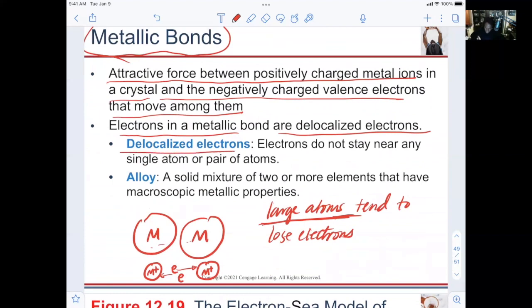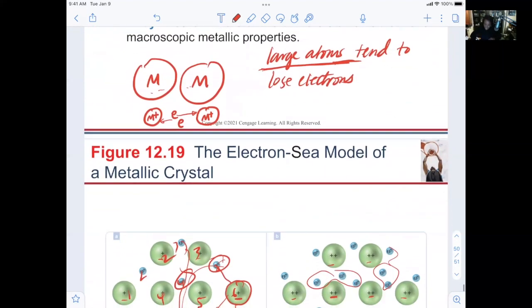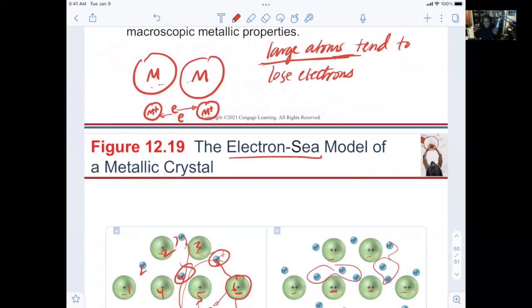Okay, the delocalized electrons do not stay near any single atom or pair of atoms or metals. These electrons are kind of swimming around. So they call this the electron sea model. Like the metal ions are swimming in a sea of electrons.